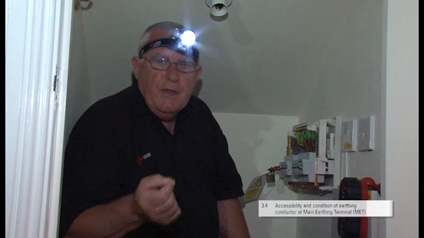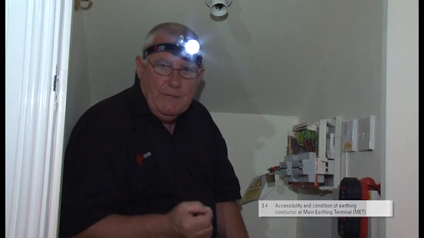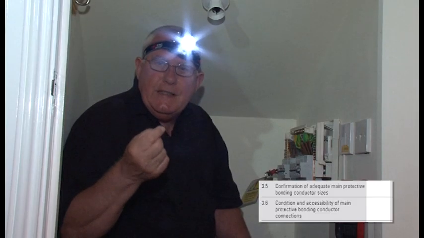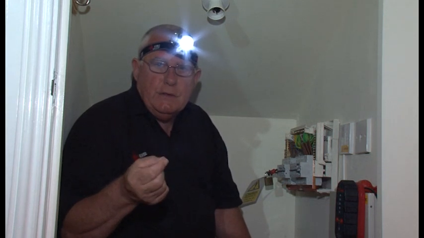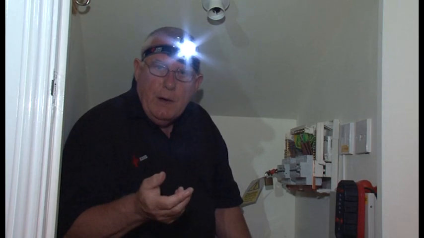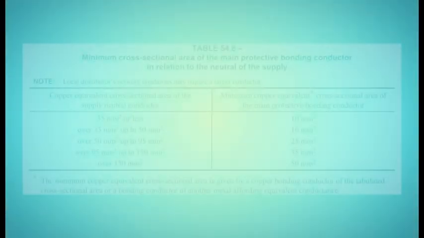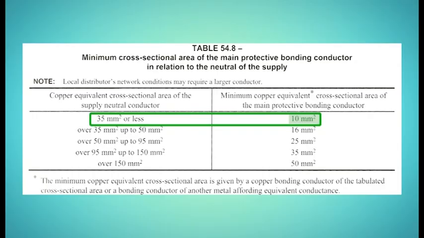I can also confirm that the accessibility and the condition of the earthing conductor at the main earthing terminal is also satisfactory. Next, we have the boxes referring to protective bonding. First, I need to confirm the size of the main protective bonding conductor is adequate. In this installation, we have 10mm squared main protective bonding conductors running to the gas and the water installation pipes. The size of main protective bonding conductors is always selected from the appropriate table in the regulations, and 10mm squared is fine for most installations where the cross-sectional area of the supply neutral conductor is 35mm squared or less.